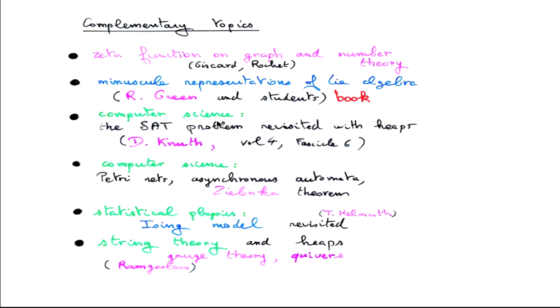Even very recently, in Computer Science, he's publishing volume 1, 2, 3, now he's publishing volume 4, 4A, 4B, 4C, and he has published volume 4, fascicule 6. He just published it, and the subject is the satisfiability problem. It's a famous problem in computer science. And there is one fundamental lemma, and he has revisited it with heaps of pieces.